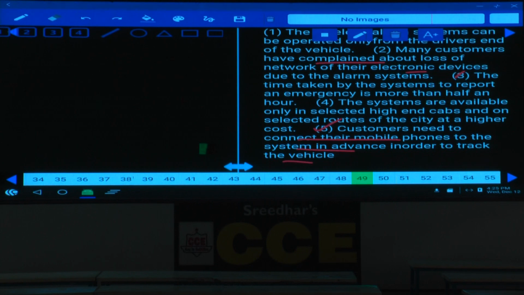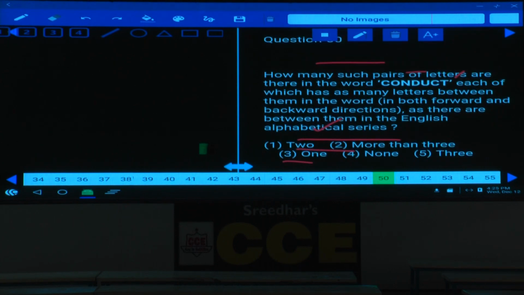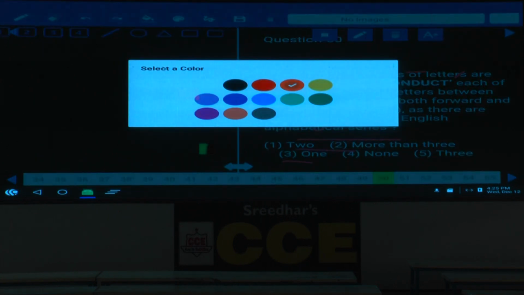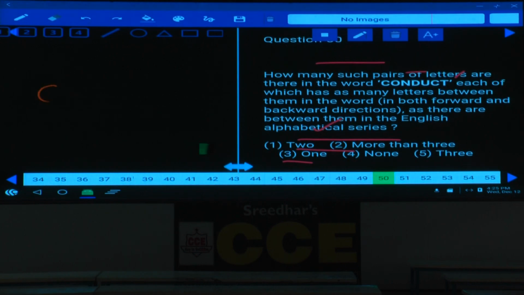Then question number 50. Now, in this question, what is the word here? Conduct is the word here, C-O-N-D-U-C-T. Now, in the word conduct, find the pairs of letters which have as many letters between them in the word as there are in the alphabet, in both forward and backward directions. Starting from C, D, E, F, G, H, I. Any letter matching here? O, P, Q, R, S, T. Now, between O and T.